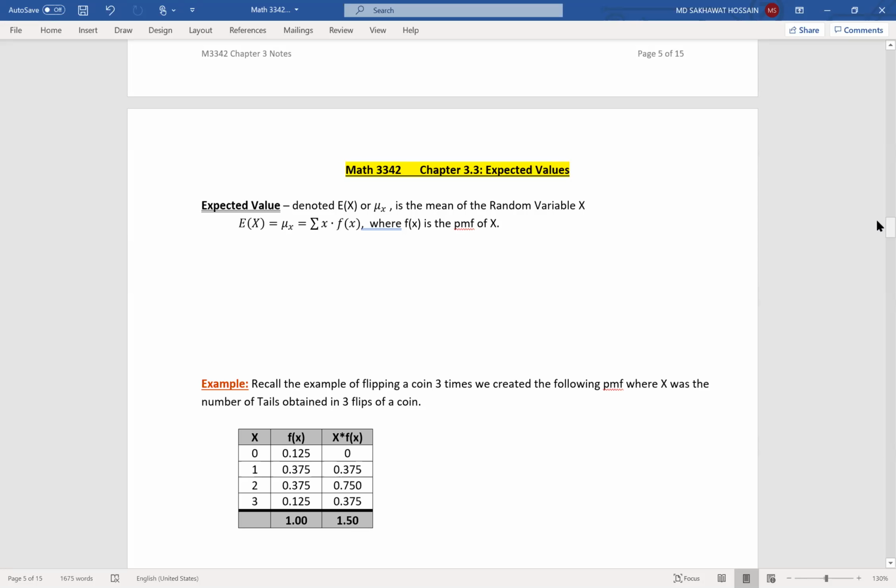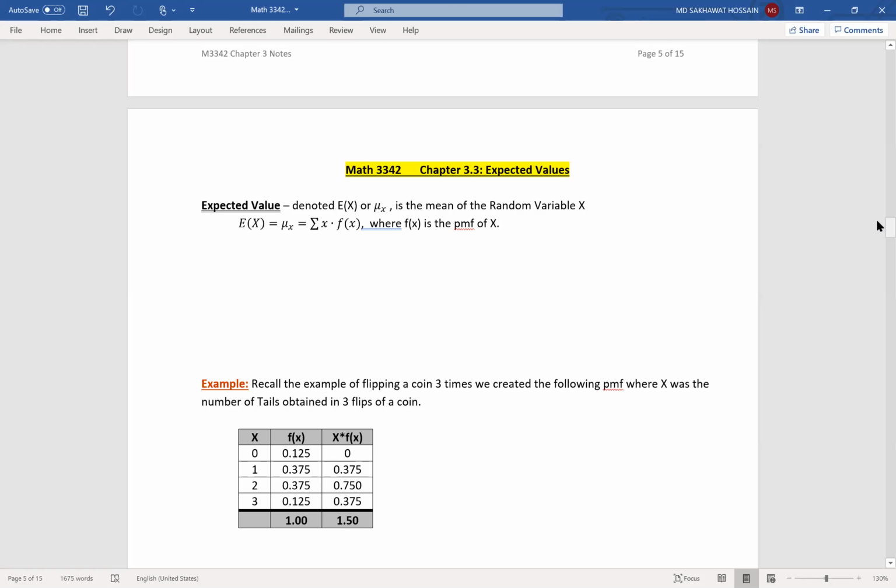So what is the expected value? That means the average value we expect for the random variable x. This is called the expected value. That's why the expected value is actually the population mean.